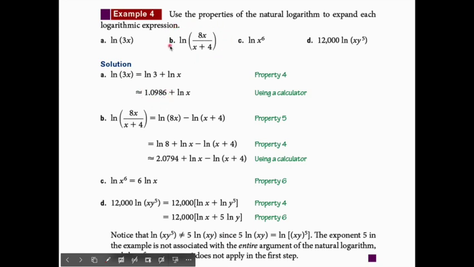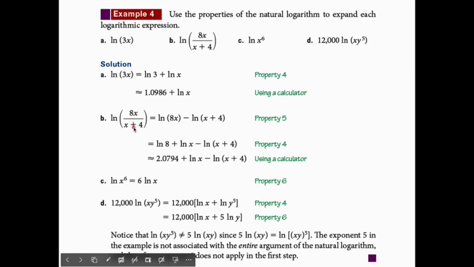For part B, we're actually going to be using two properties. We're going to use the quotient rule first because we have this division here, and we're going to take the top and subtract the bottom. And then if you look at the numerator, this term is also a product, so that's when we're going to use the product rule to create multiple terms for this argument. So we're first going to rewrite this expression using the quotient rule.